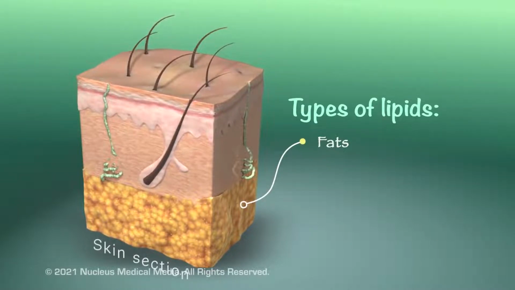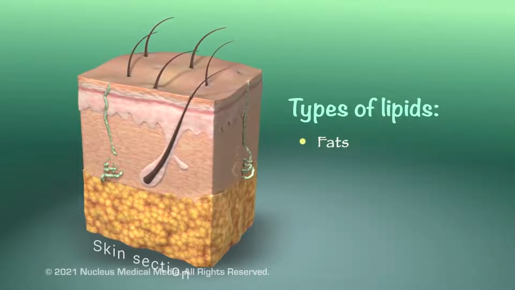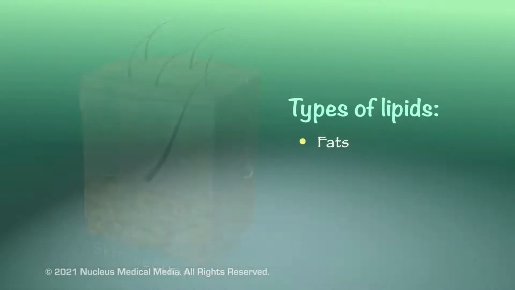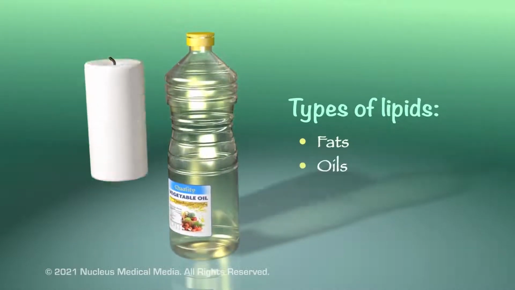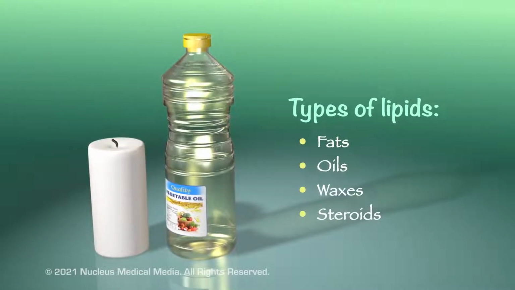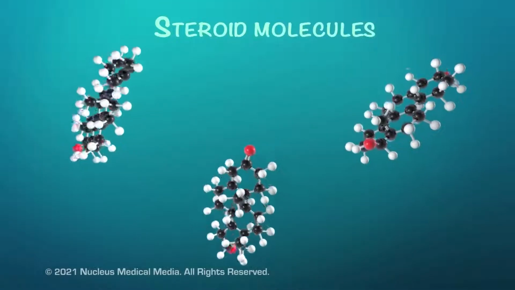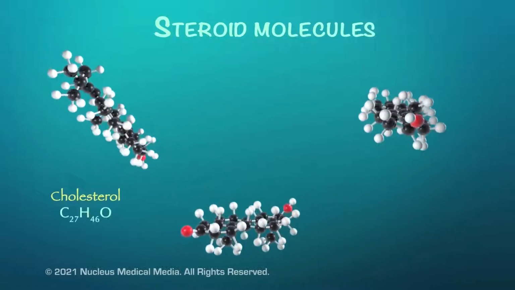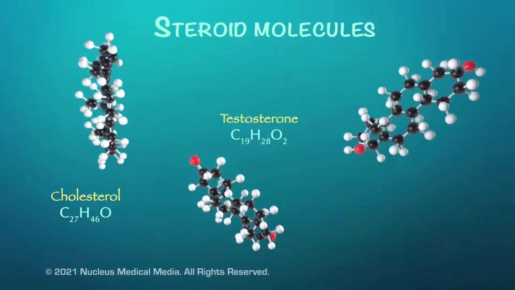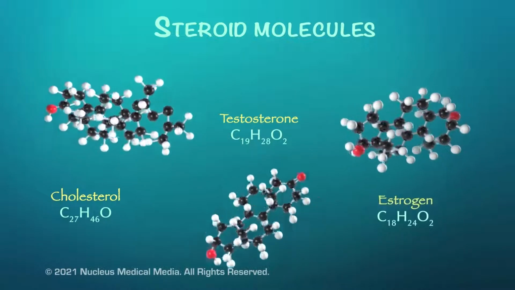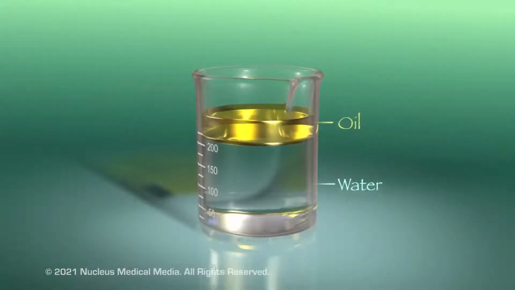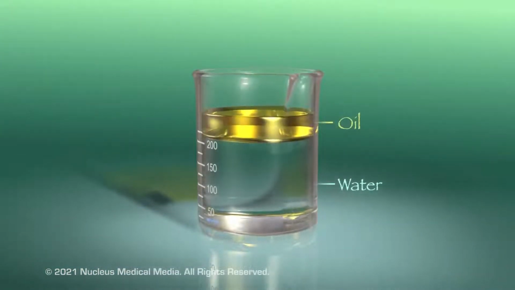Fats provide long-term energy storage and insulation in living organisms. But fats are just one type of lipid. Oils, waxes, and steroids are also types of lipids. Examples of steroids include cholesterol and hormones such as testosterone, which is produced in the testicles, and estrogen, which is produced in the ovaries. A common feature of all lipids is that they don't dissolve in water.